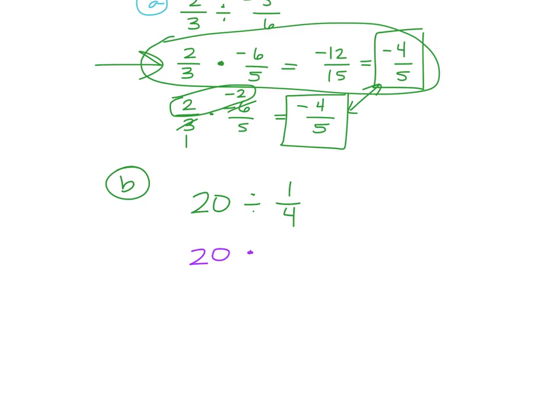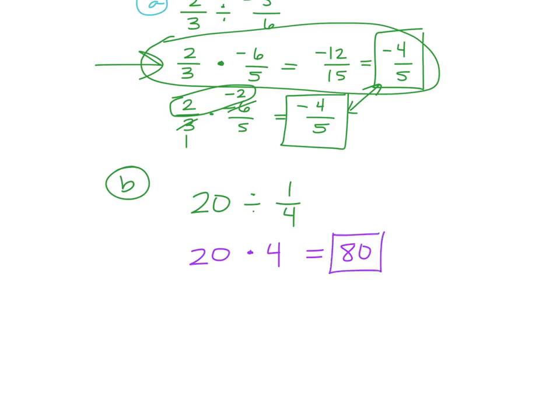20 times what? 4. 4 over 1 is 4, right? So you don't have to leave it as a fraction now. You can just say 20 times 4. We flipped 1 over 4, and now it's 4 over 1. So 20 times 4 is 80.